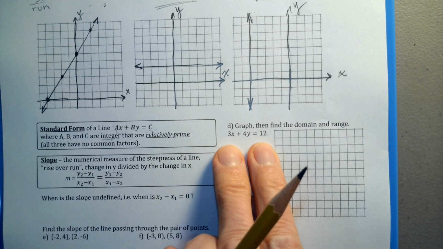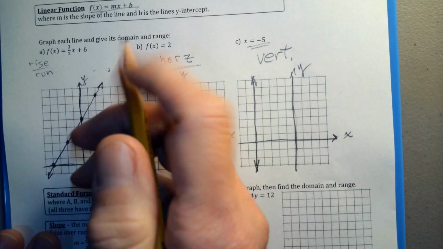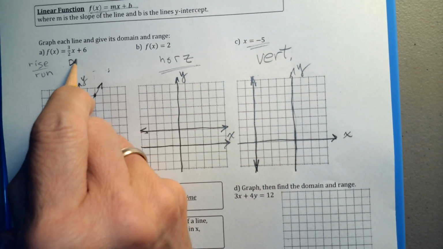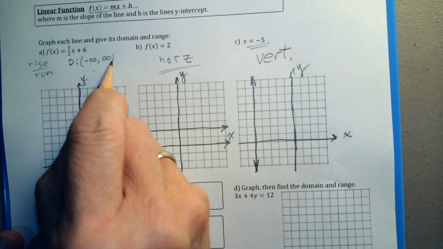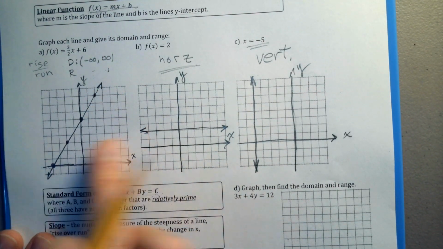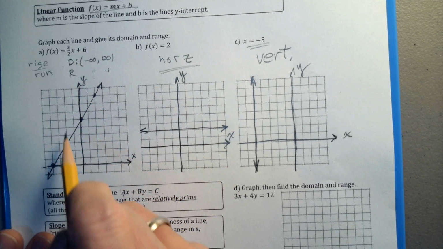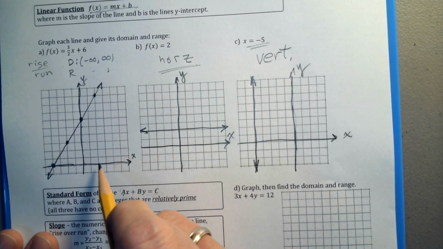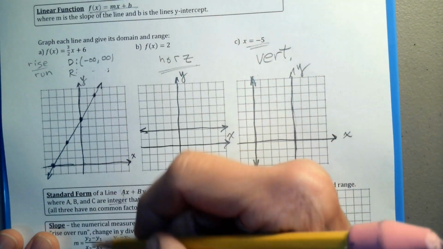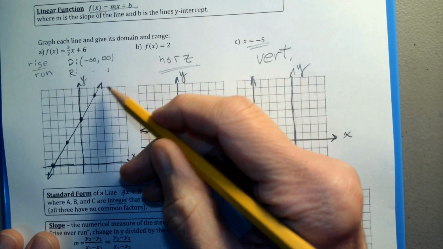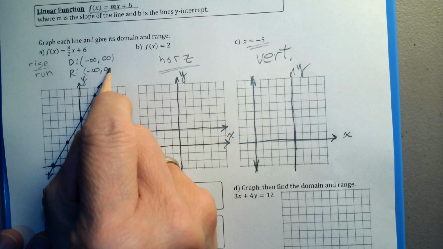All right, so, oh, you know what? I forgot to talk about the domain and the range up here. Let's go back up to A. The domain is all real numbers, so -infinity to infinity. Is there any limit to what x can be? No, x can be anything. And is there any limit to what y values the points on this line can take on? No, the range is also -infinity to infinity.